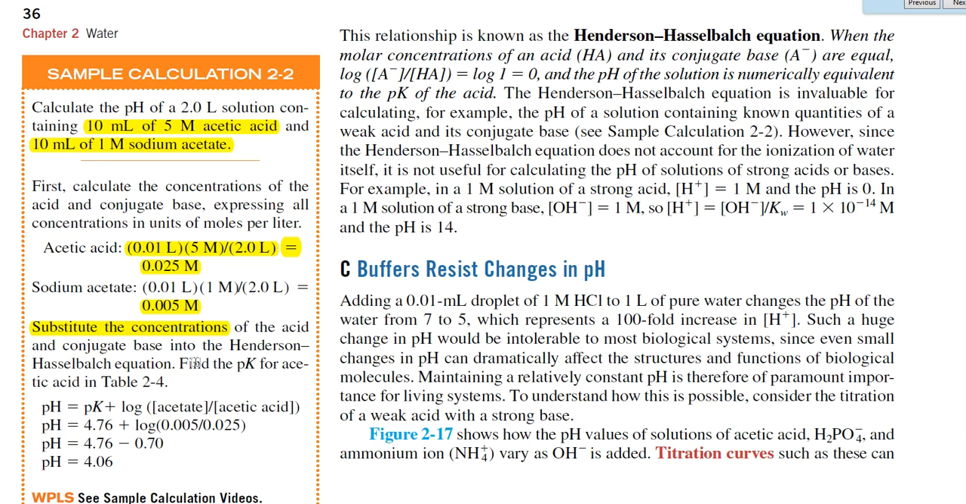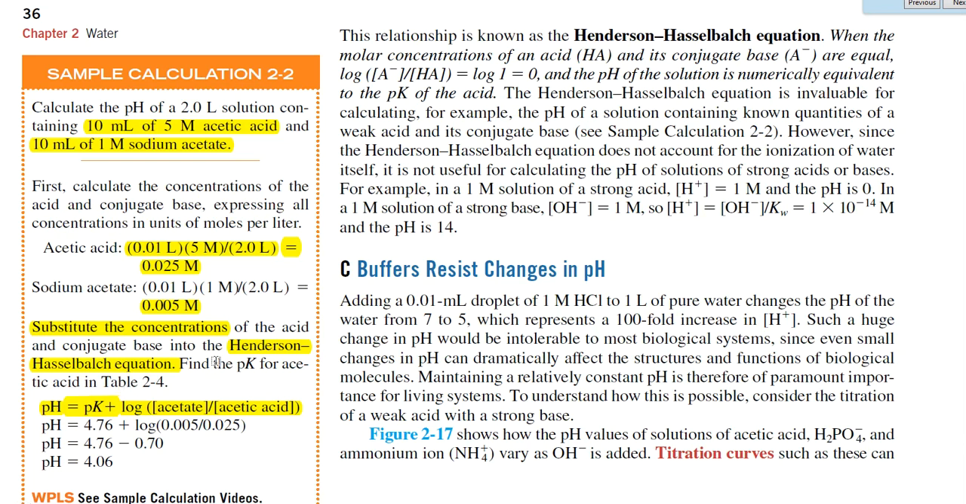Now, to find the pH, we will use the Henderson-Hasselbalch equation. How will we solve it? pH is equal to pK plus log of base by acid, that is, conjugate base by conjugate acid. So here, what is given to us?